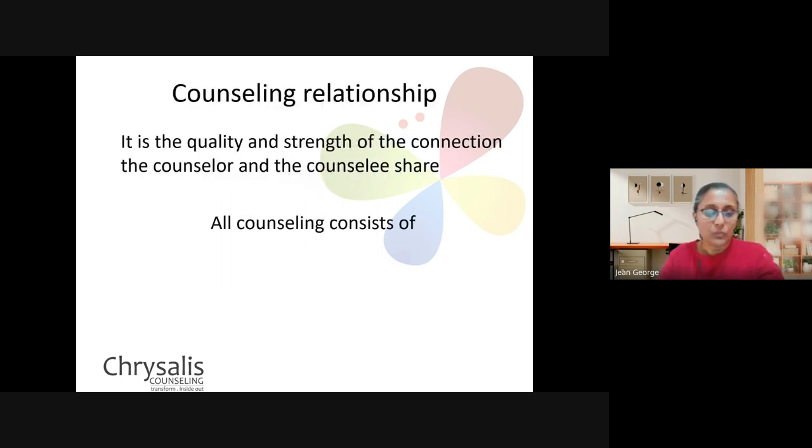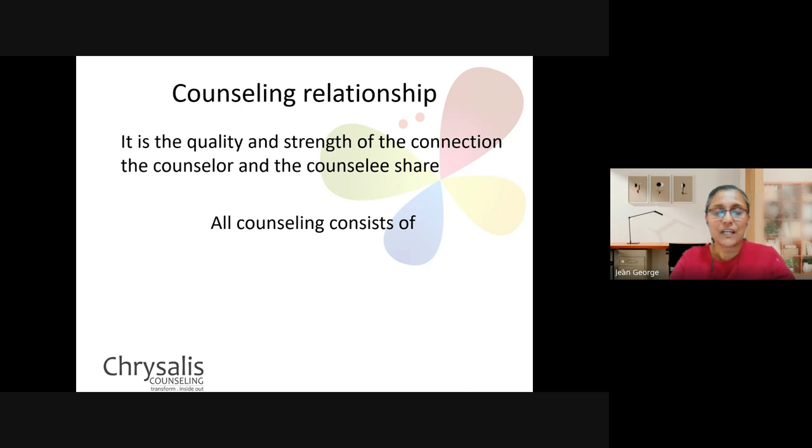Before we begin, just to quickly give you an overview, we are looking at how we can enhance the counseling relationship. Once again, the counseling relationship is the connection between a counselor and counselee, and the quality and strength of that connection. We looked at empathy, the attitudes that a counselor needs to have, which are empathy, genuineness, unconditional positive regard, right? And we also looked at how listening and showing understanding are important to build this relationship with your counselee.